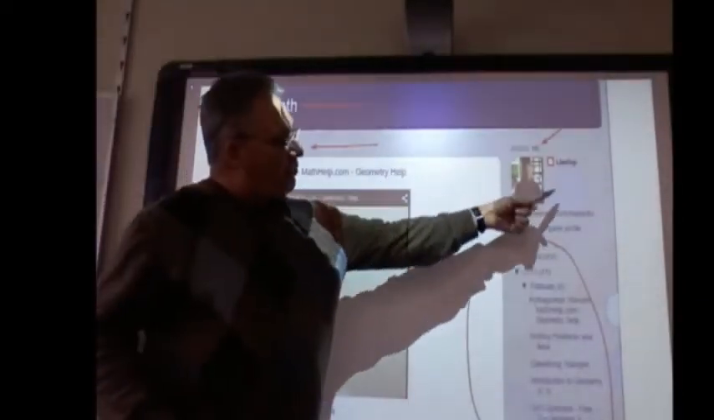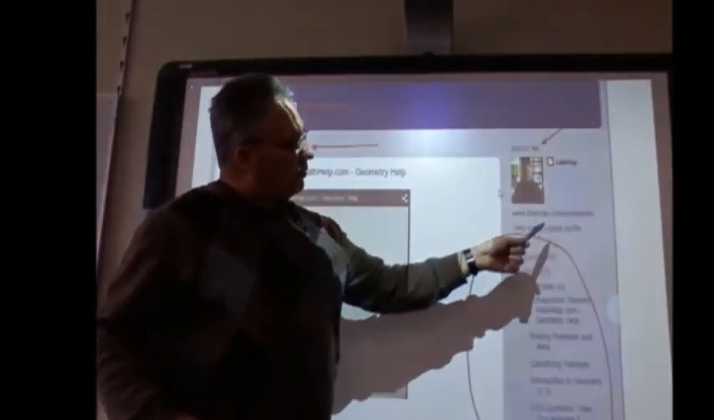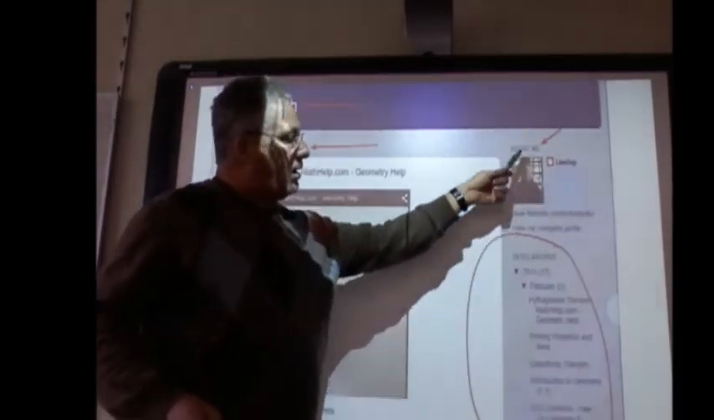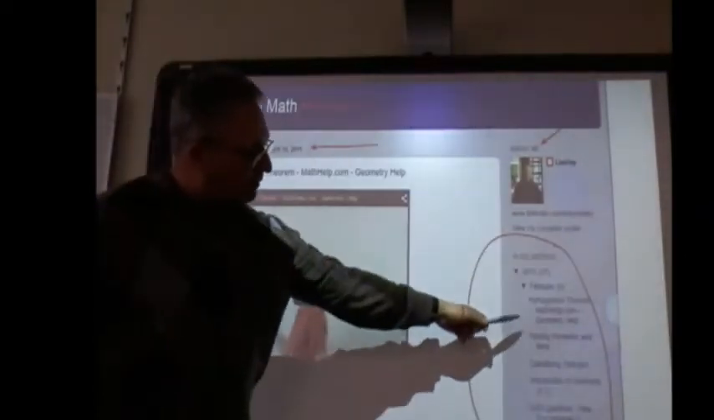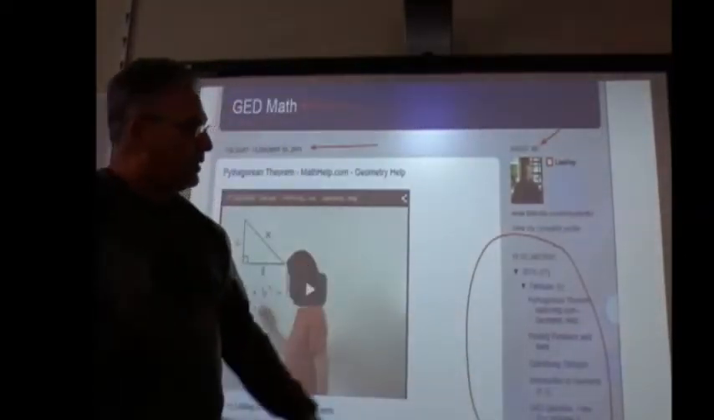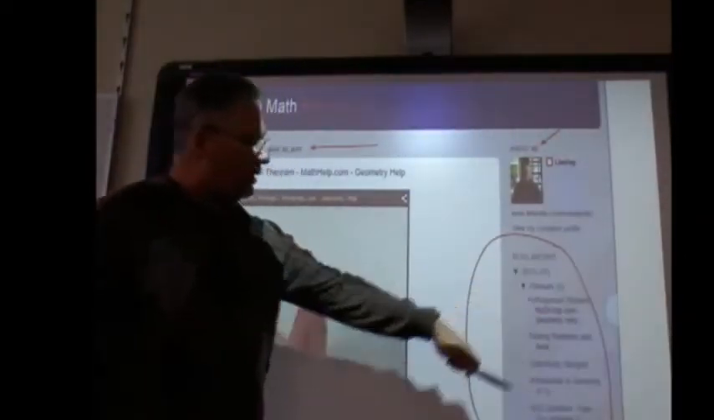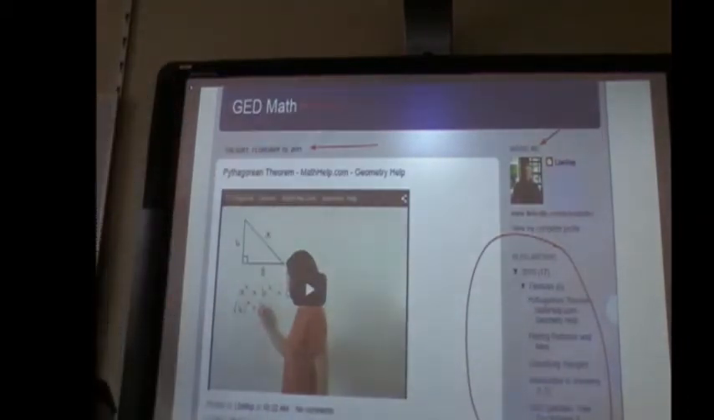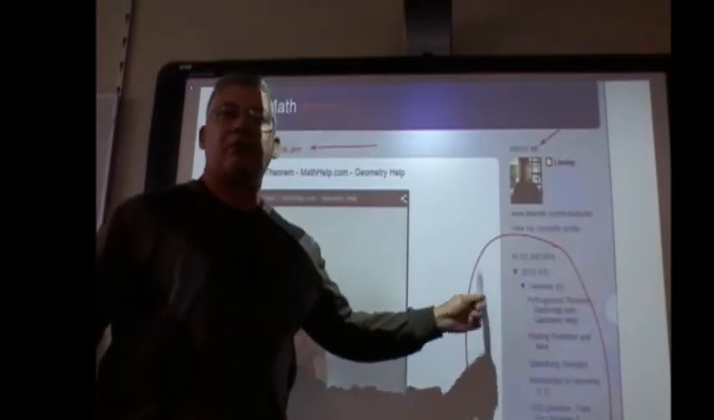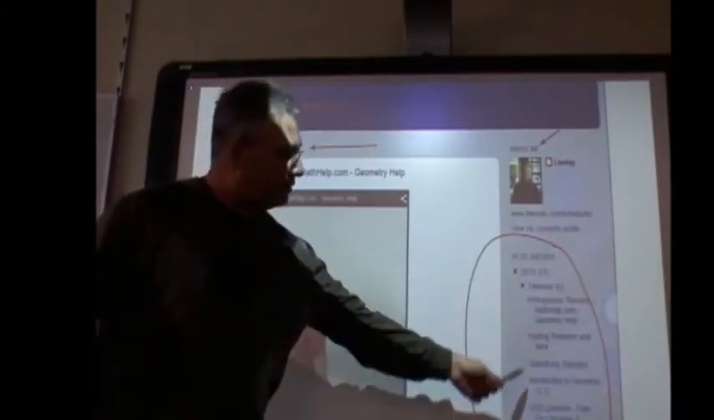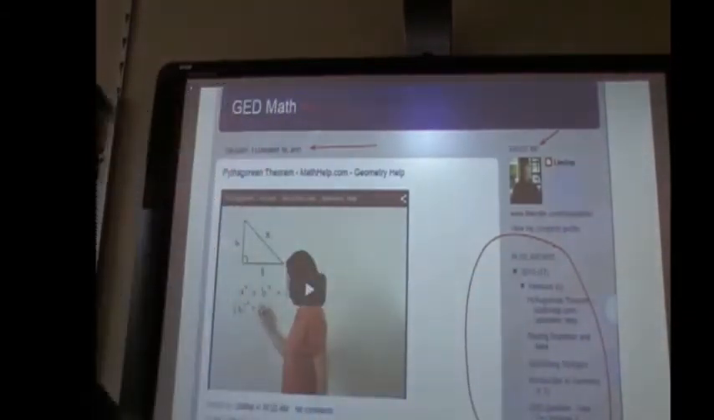There is some information about me on top of the blog, so if a student wants to check my profile or anything, they can go there. And here is the list of my last posts in 2015, February, and so on. So this is one of the things that I mentioned before about the chronological order. You see the chronological order here.